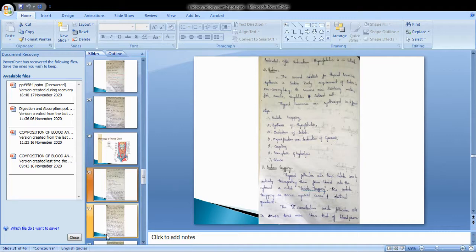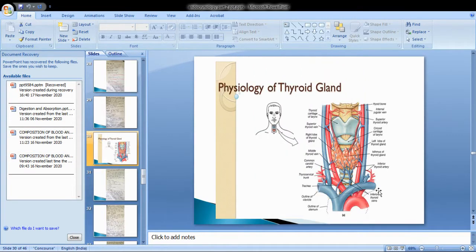The anterior of the thyroid is negative because negatively charged iodide is present. In iodine trapping, the enzyme sodium potassium ATPase uses ATP as energy.